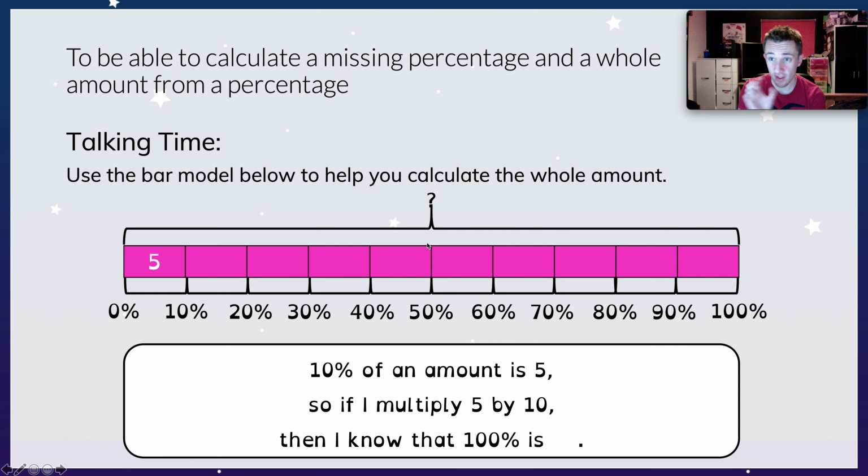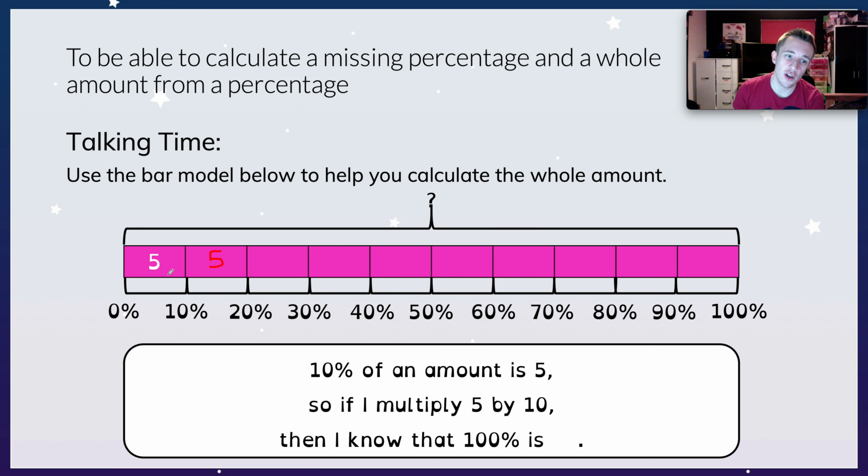All right, so as I said, today we're going to give you the part of the answer and you need to give me the original number. So the question here is, it says 10% of an amount is 5. So if I multiply 5 by 10, then I know 100%. So if this part here is 5, then all of these parts must also be 5. I'm not going to write it all the way out, you get the point.